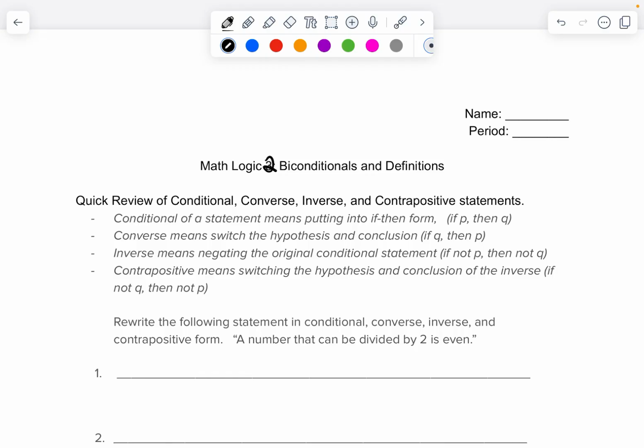That should say math logic 2, biconditionals and definitions. And biconditionals and definitions work together. They're essentially the same thing. A biconditional is a definition in a couple different senses. We'll talk about what that means.